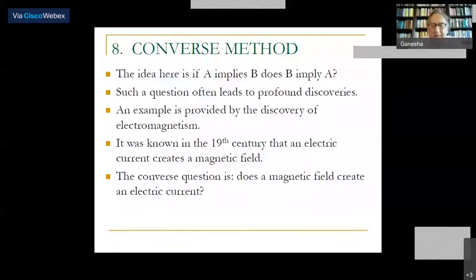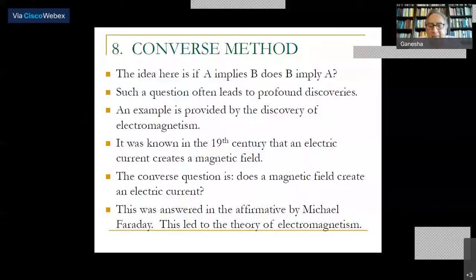It was answered in the affirmative by Michael Faraday, and he was so excited by it. I mean, he developed the theory of electromagnetism, of course, and the fundamental equations that govern electricity and magnetism are the so-called famous Maxwell's equations. But before Maxwell, Faraday had discovered this interdependence between electricity and magnetism. And he was so excited, apparently, that he demonstrated it to the king, an experiment to show that these things exist.